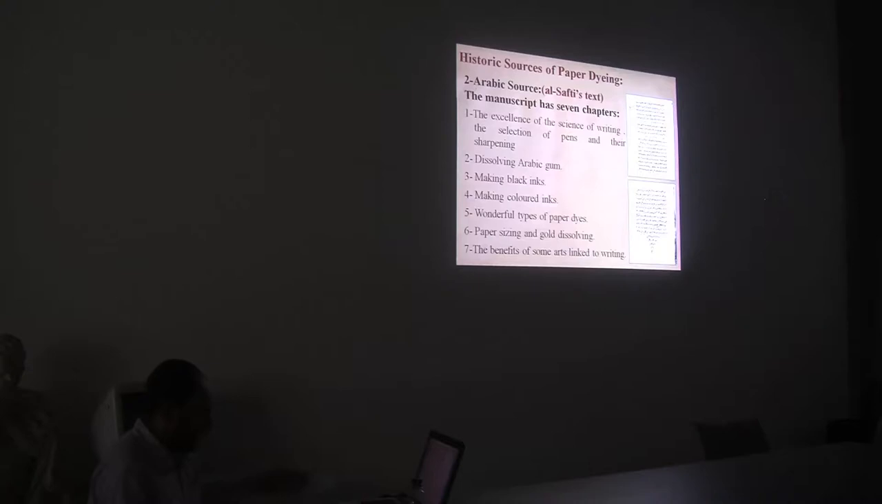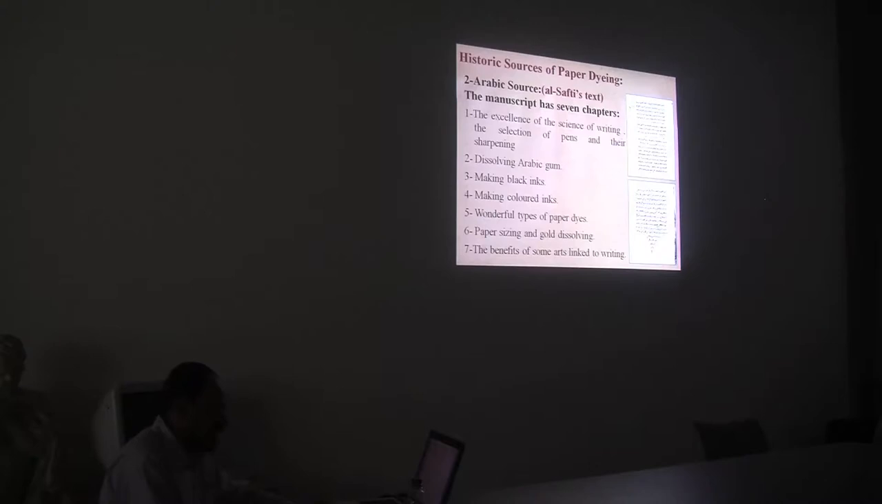According to the topic of the text, there is an introduction in the first page that explains the topics and the contents of the manuscript. In this introduction, the topics have been divided into 7 chapters. The first is about the excellence of the science of writing and the selection of pens and their sharpening.